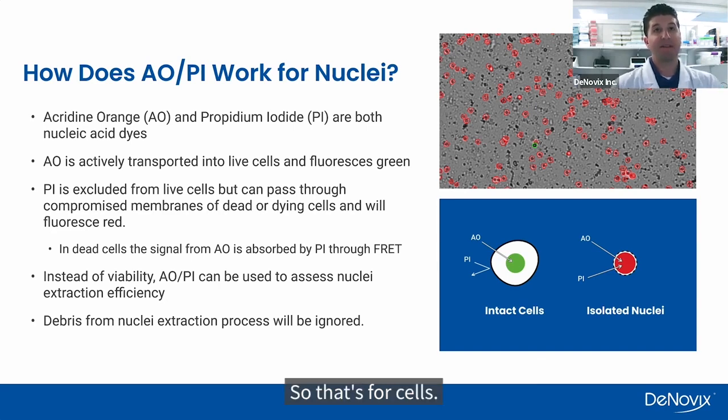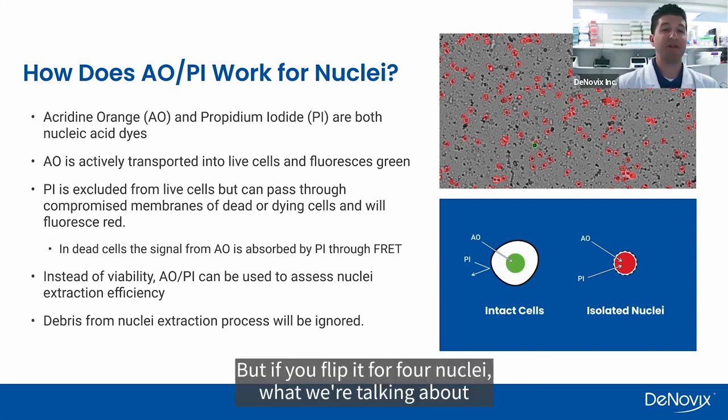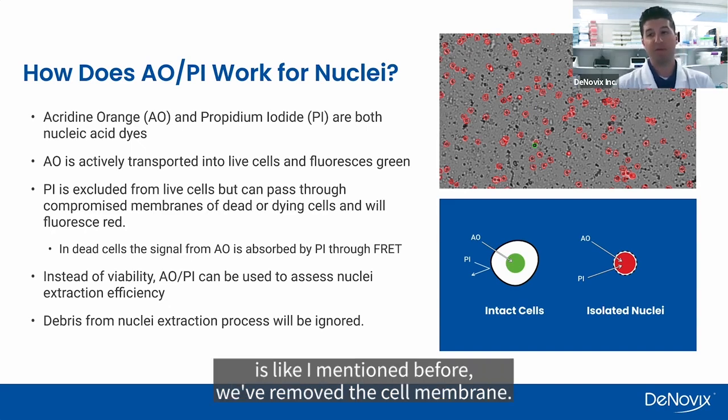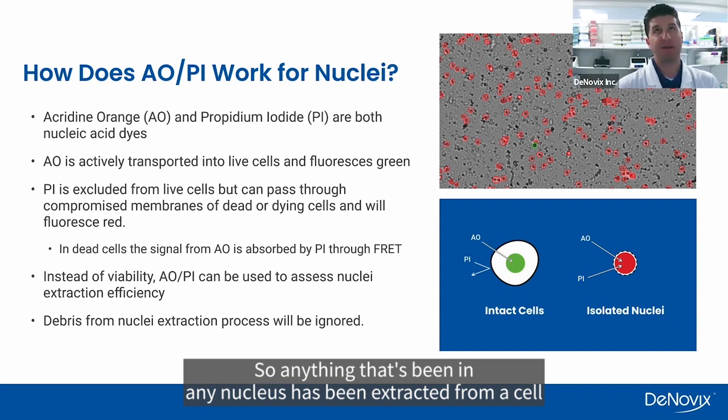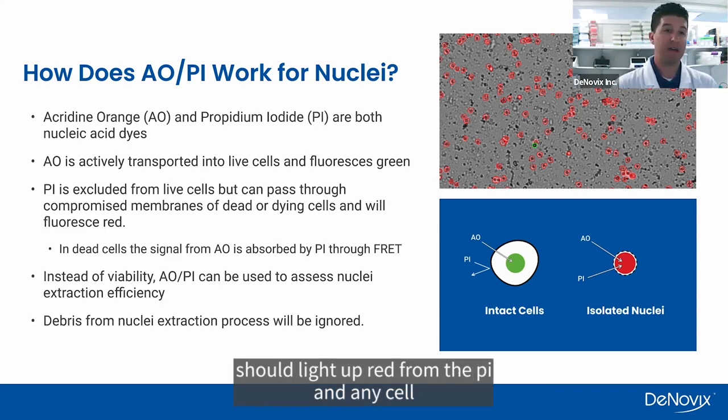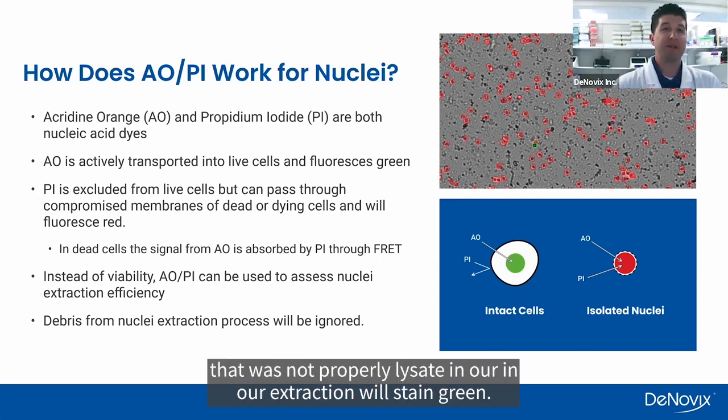So that's for cells, but if you flip it for nuclei, what we're talking about is, like I mentioned before, we've removed the cell membrane. So any nucleus that's been extracted from a cell should light up red from the PI. And any cell that was not properly lysed in our extraction will stain green.